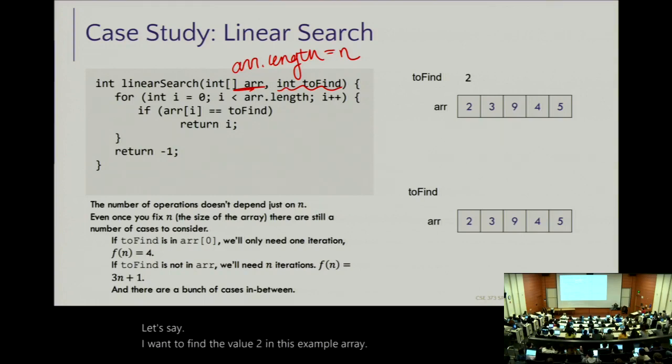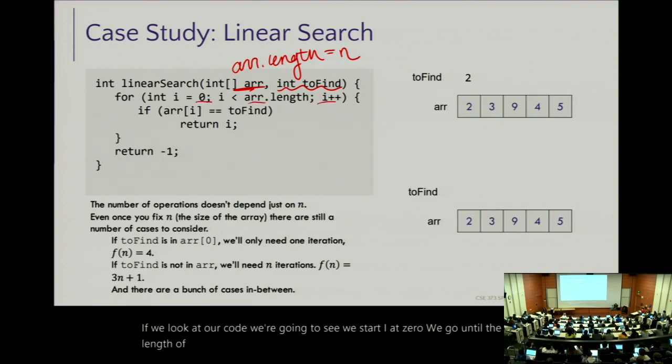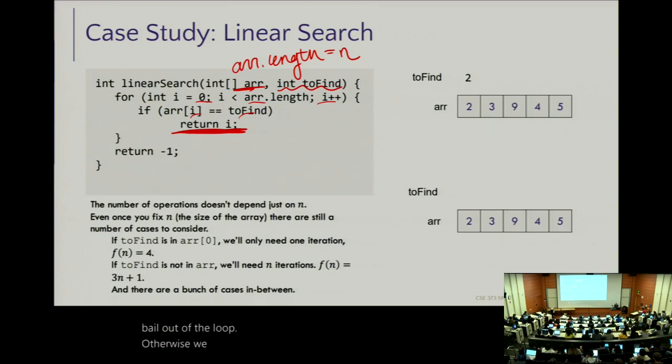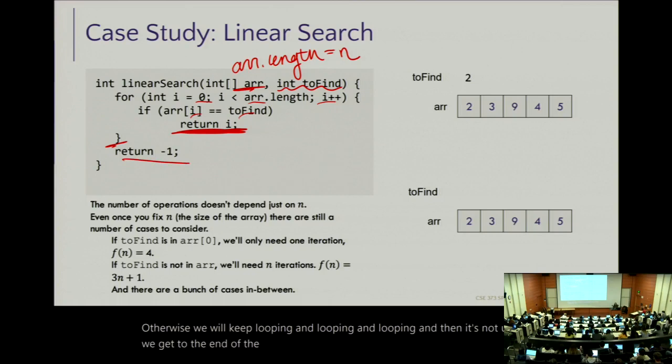If we look at our code, we start i at 0, we go to the length of the array, we count up by 1, and we check if the thing at i is the thing I'm looking for. If so, return. And remember, return just ends a method, right? That's like that ejection, that escape hatch. We immediately end, we bail out of the loop. Otherwise, we will keep looping and looping, and it's not until we get to the end of the loop that we will return -1.